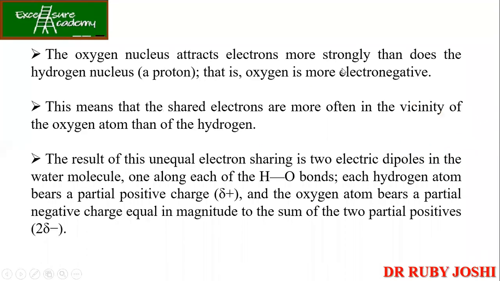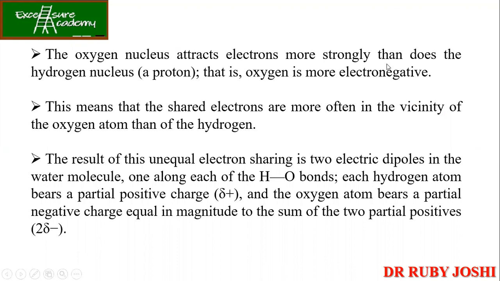Now, the oxygen nucleus attracts electrons more strongly than the hydrogen nucleus, and that's why the oxygen is going to be more electronegative. Like we already discussed, it has the two partial negative charges. It means that the shared electrons are more often in the vicinity of the oxygen atom than of the hydrogen. Because of this unequal electron sharing, two electric dipoles are created in the water molecule, one for each bond, that is the HO bond. Each hydrogen atom is going to have a partial positive charge, and oxygen is going to have the negative charge.